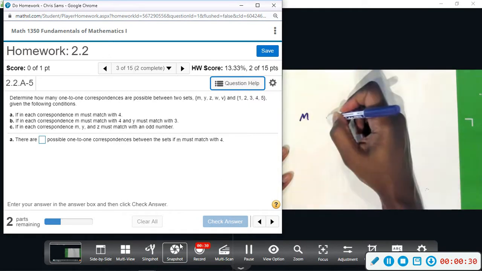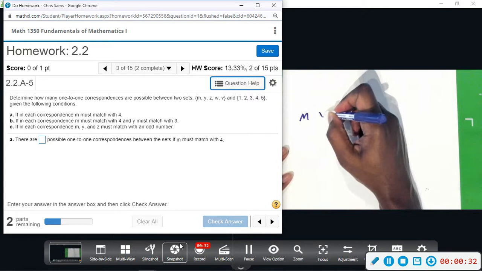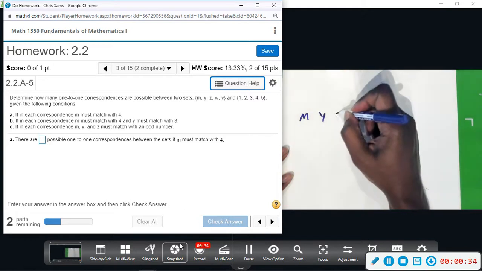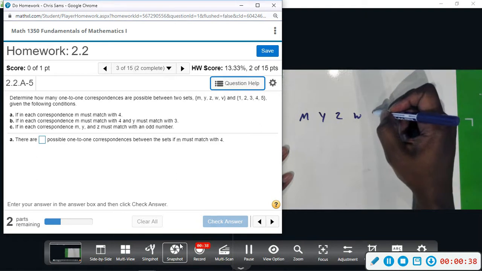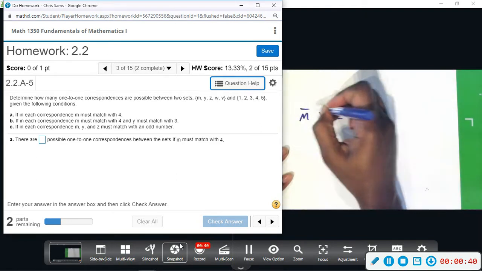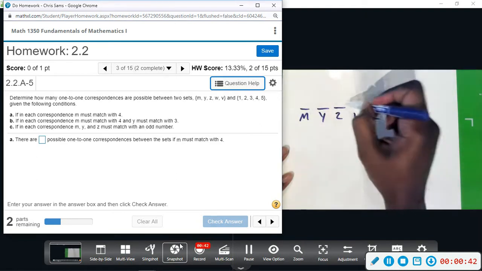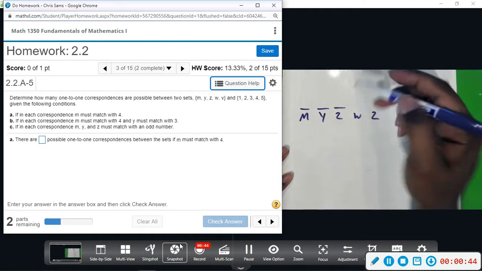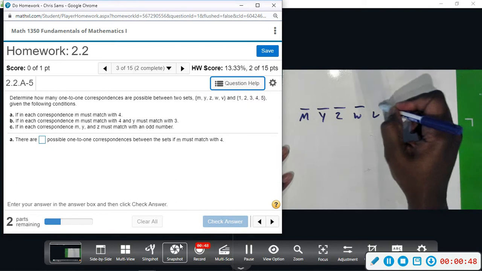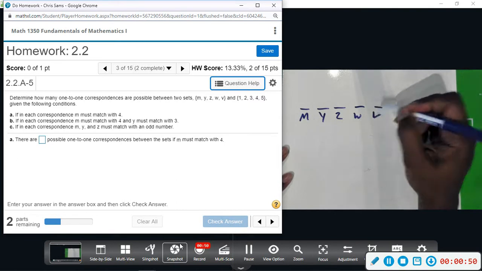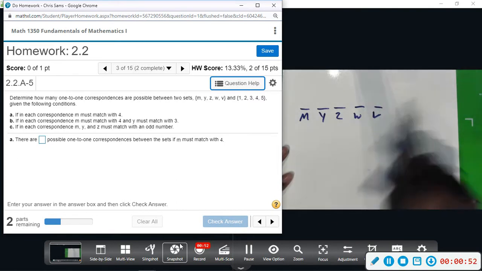I'll kind of show you what's going on. M, Y, Z, W, and V. All right, each of these letters is going to be paired with one of those numbers, 1, 2, 3, 4, 5.